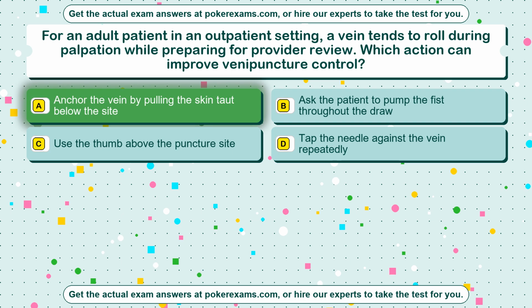The correct answer is option A. Anchor the vein by pulling the skin taut below the site.